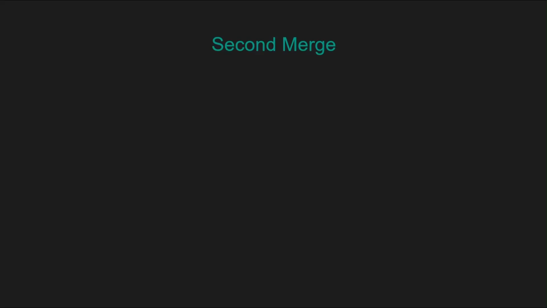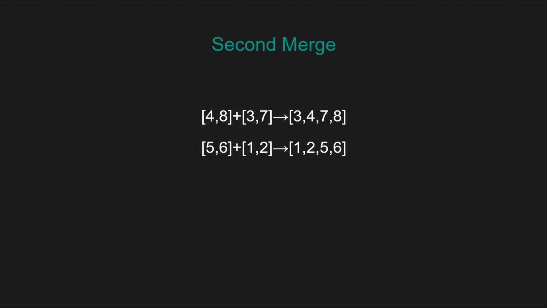Now next, we take these sorted pairs and merge them even further. 4, 8 and 3, 7 are merged in sorted order. Here we can see it's 3, 4, 7, 8. And similarly, 5, 6 and 1, 2 are merged into 1, 2, 5, 6. Each step ensures the new array remains sorted.